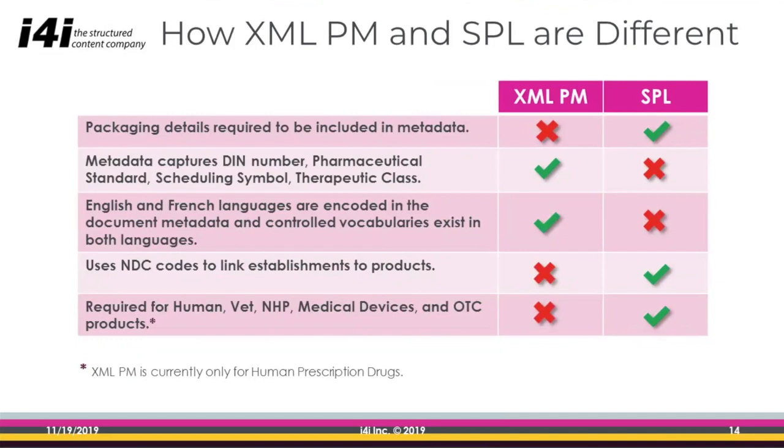Next difference is that the XML PM encodes both English and French official languages in the metadata, and the controlled vocabularies support both languages. On the other hand, the US FDA SPL is limited to English only. The US FDA SPL links the product NDC codes to establishments' business operations, whereas this is not available in the XML PM.